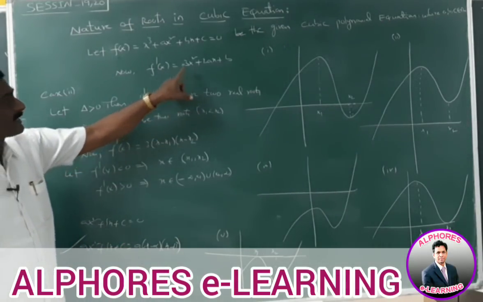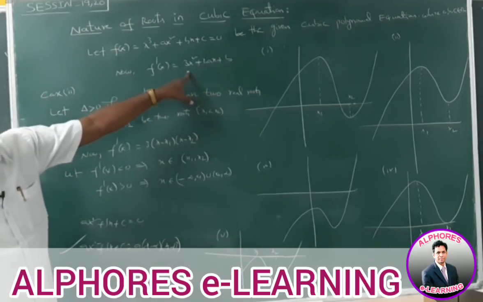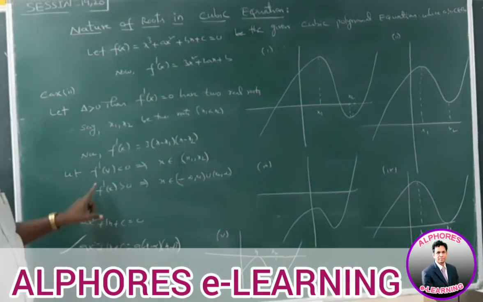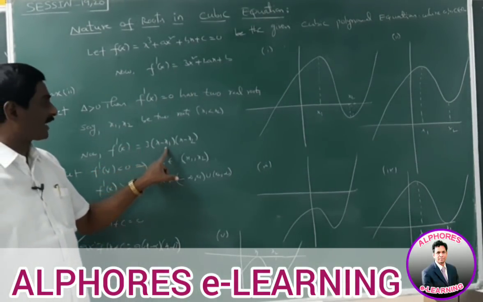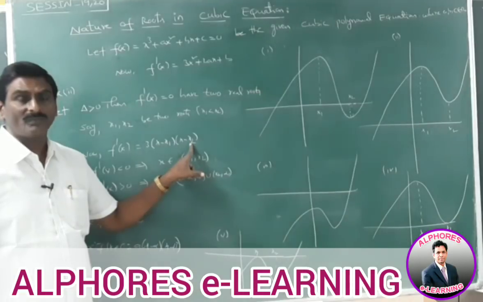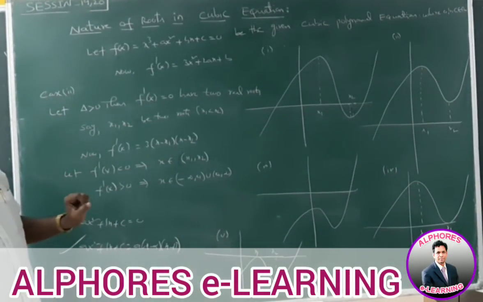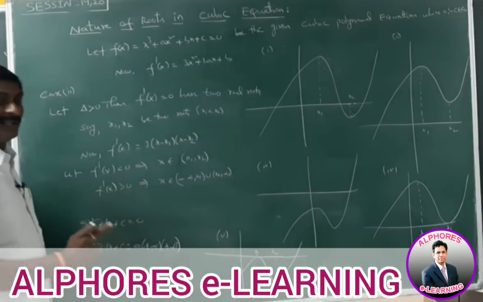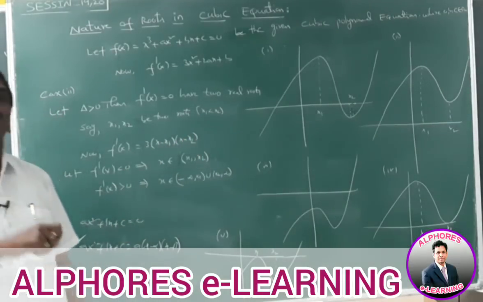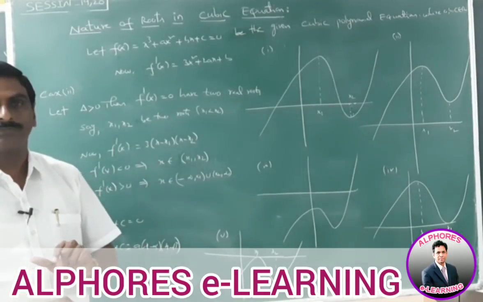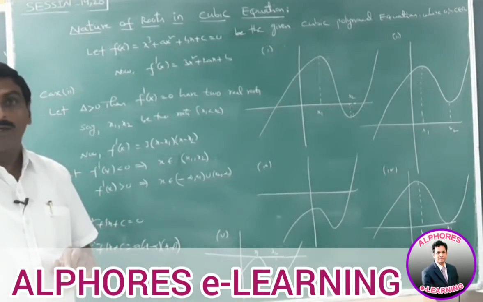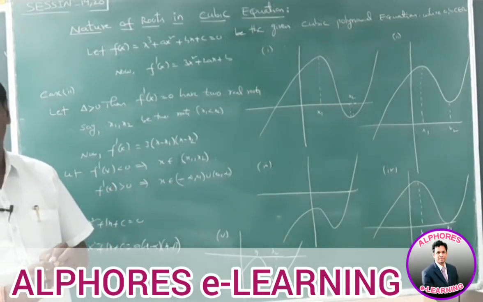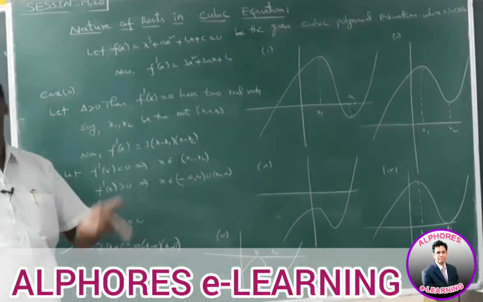Here f dash x, which is 3x square plus 2ax plus b, is equal to 3 of x minus x1 into x minus x2. That means f dash x is equal to 0 at x1, x2. That means x1, x2 are turning points of the graph. At those points we get maximum or minimum. In first year we learned about turning points, maximum and minimum values, critical points. At x1, x2 we get maximum or minimum values.